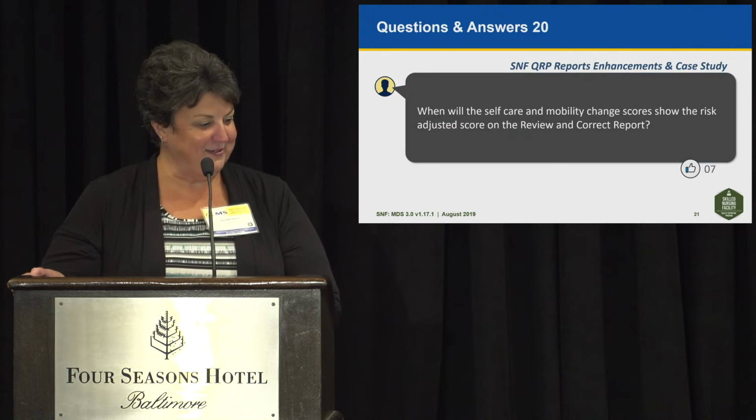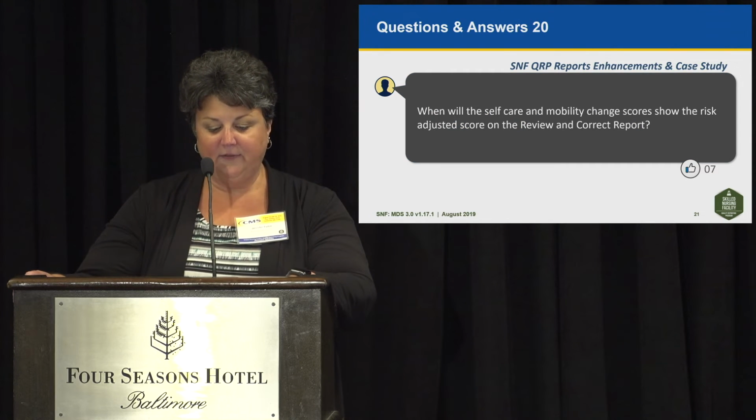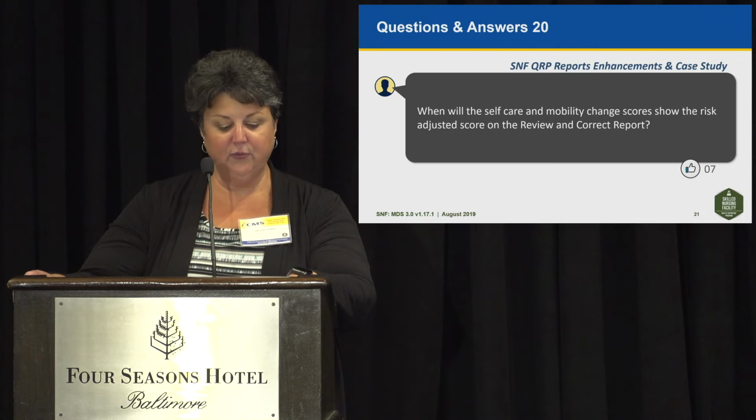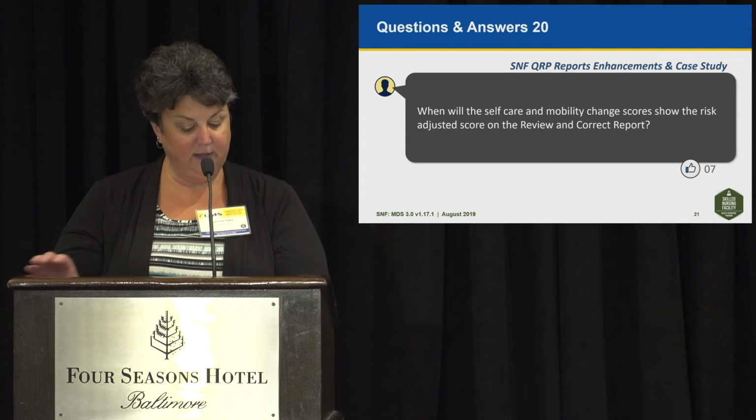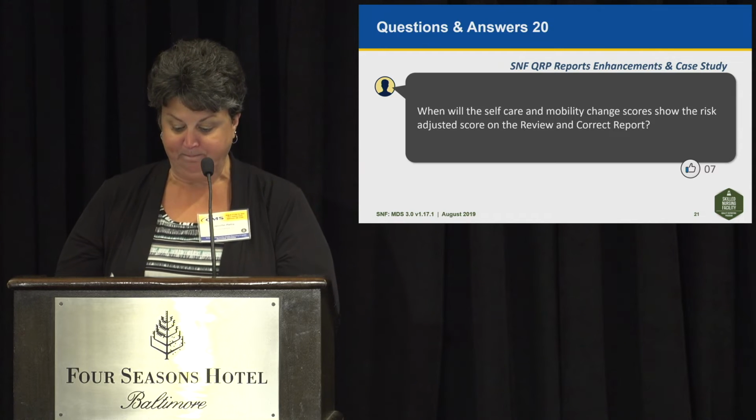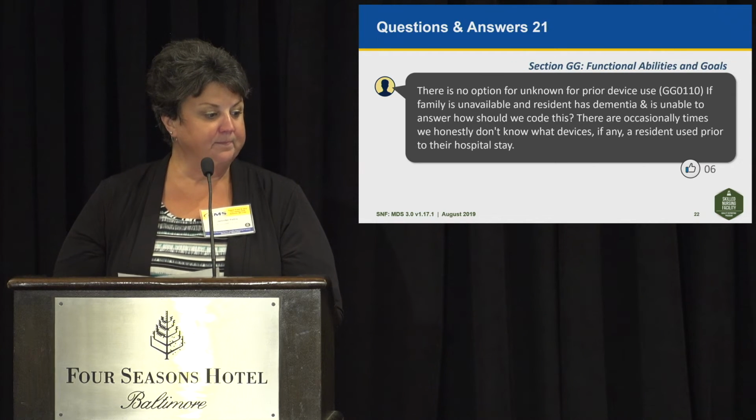The next question. When will the self-care and mobility change scores show the risk-adjusted score on the review and correct? We expect that the risk-adjusted data will be available on the review and correct reports and quality measure reports this fall. The next question.